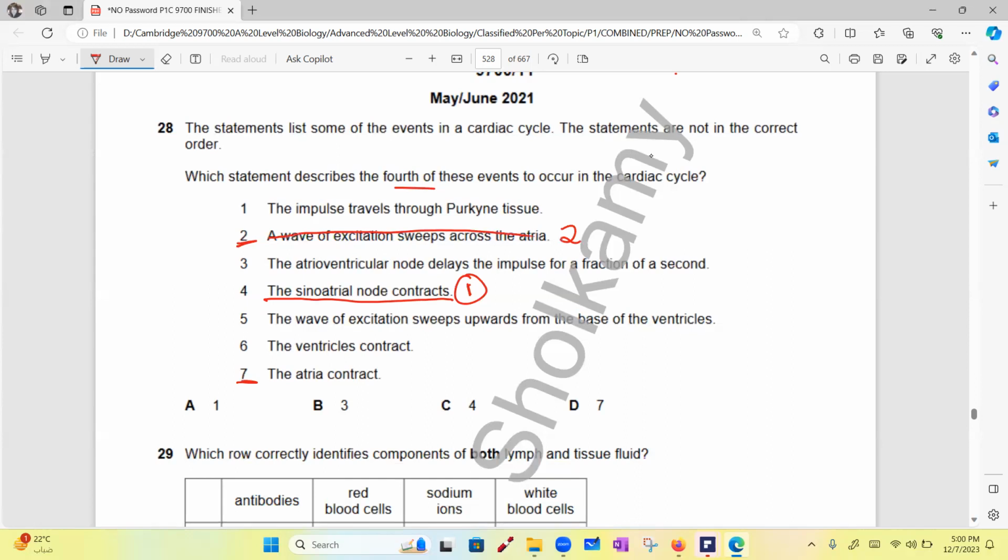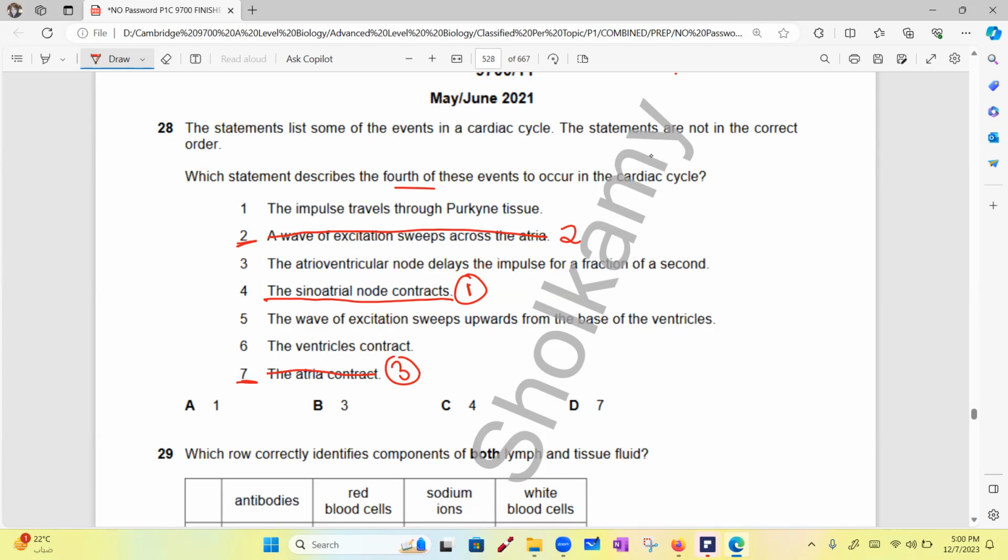So I will cross this out. And then the atria contract. Yes, this will be 3. Logic. And then after the atria contract, where do these waves of excitation go? They go to the Purkinje tissue. Before that, don't jump. They get delayed. Okay, who will delay them?